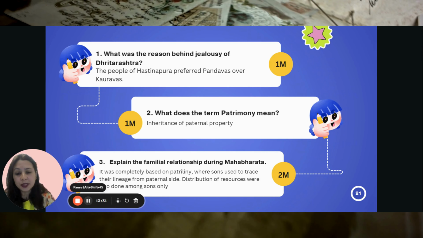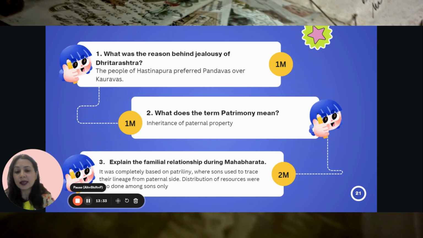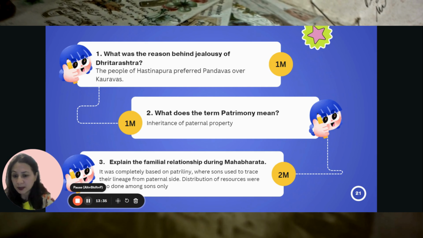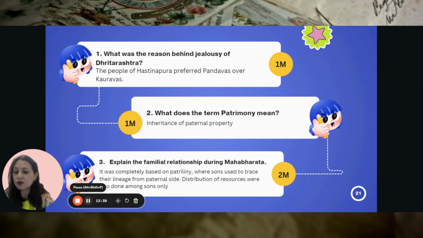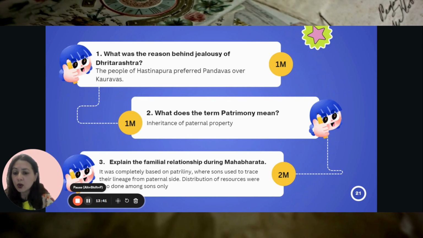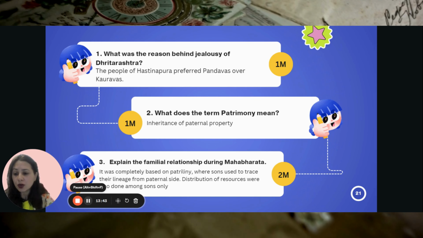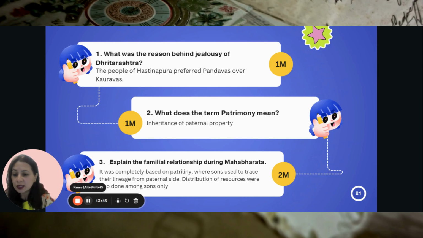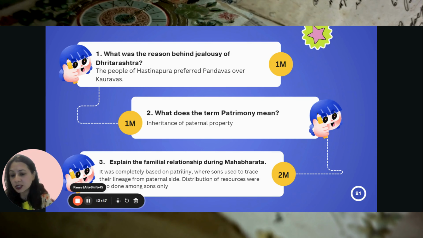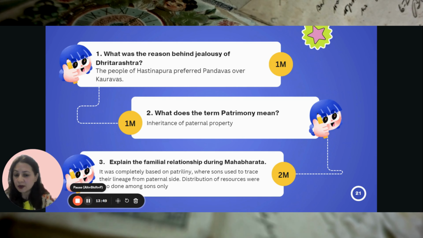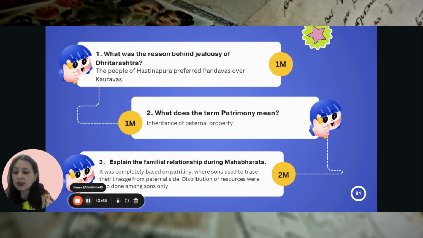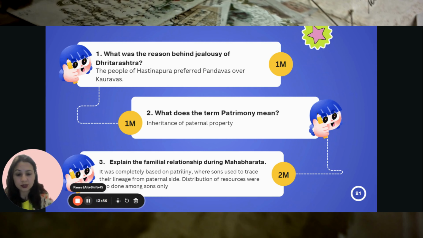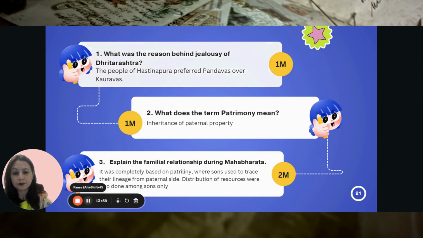What does the term patrimony mean? It means inheritance of paternal property. Explain the family relationship during Mahabharat. So this was completely based on patrilineal, which means that the lineage was taken from the father's side. When the lineage is derived from the father's side, it is known as patrilineal. And the resources were distributed amongst the sons only, not to the daughters. So this is what we come to know.